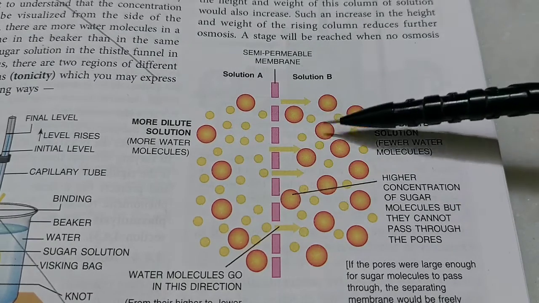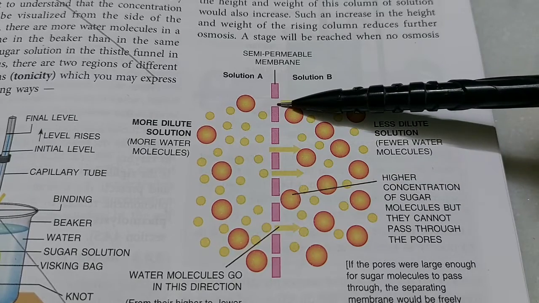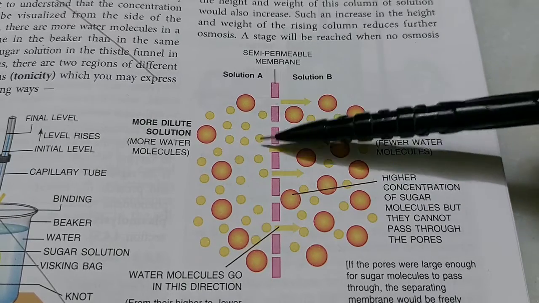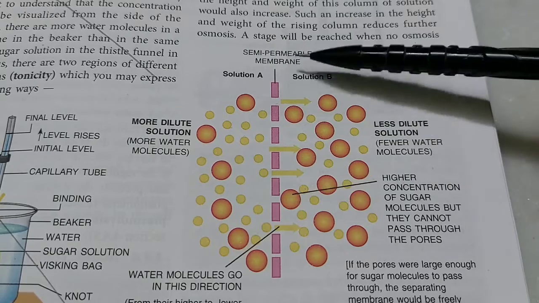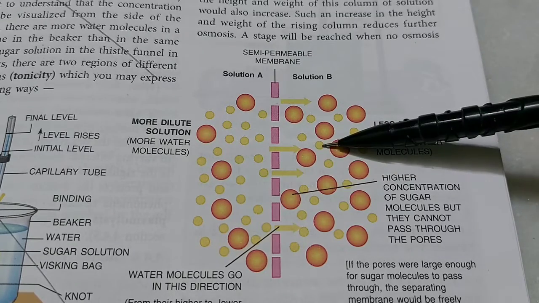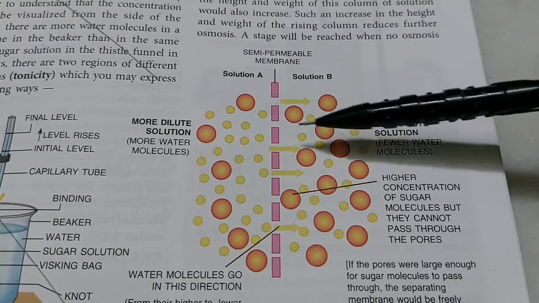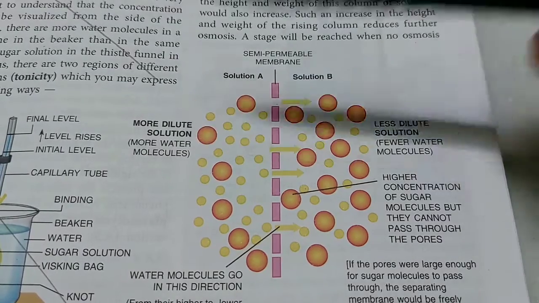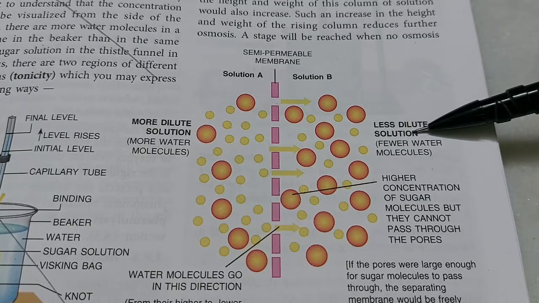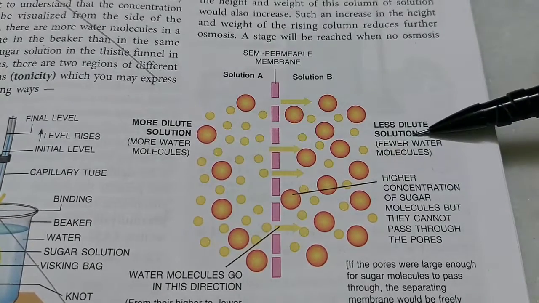Now salt cannot move from solution B to A because the pores are too small. So instead, water molecules will enter inside because they are small enough to pass through the pores of the semi-permeable membrane. So this is called osmosis. It always takes place from a more dilute solution to less dilute solution. That is, from a dilute solution to a concentrated solution.